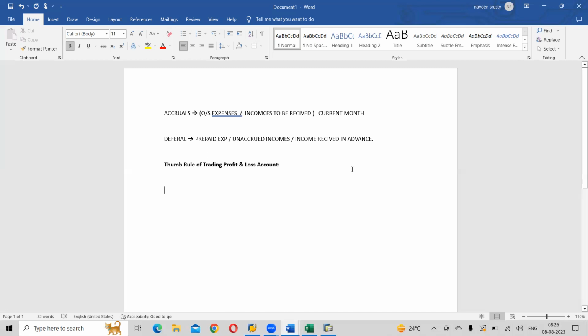But here, what is the thumb rule of trading profit and loss account? Spandana, any guess from you? Spandana, first make your mic clear. Sort it out and ask if possible whether Prasad is going to join or not.